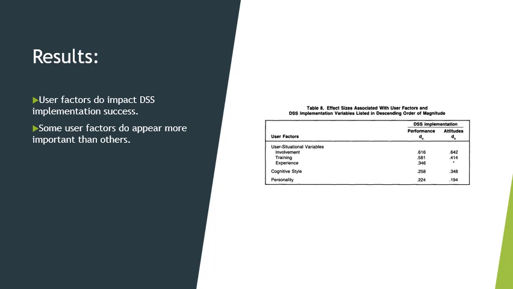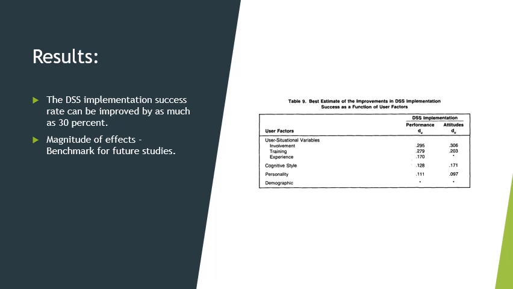The relative magnitudes of the effect sizes in this table show that larger effect sizes are associated with user situational variables and smaller effect sizes with cognitive style and personality. The DSS implementation success rate can be improved by as much as 30%, which makes it interesting to ask what impact does explicit consideration of the user factors have on the DSS implementation success?